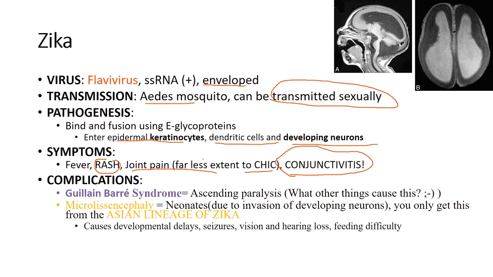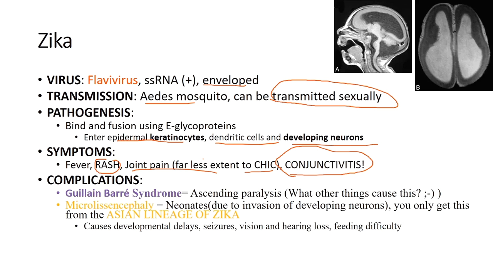So complications from this, like other infections we've come across throughout multiple of these modules, Guillain-Barré syndrome can come from this. Remember, this is ascending paralysis. Now, if you can think of what other things can cause this, if you want to pause the video and give yourself 10 seconds to think about them, we can do that. However, I'm going to tell you them right now.